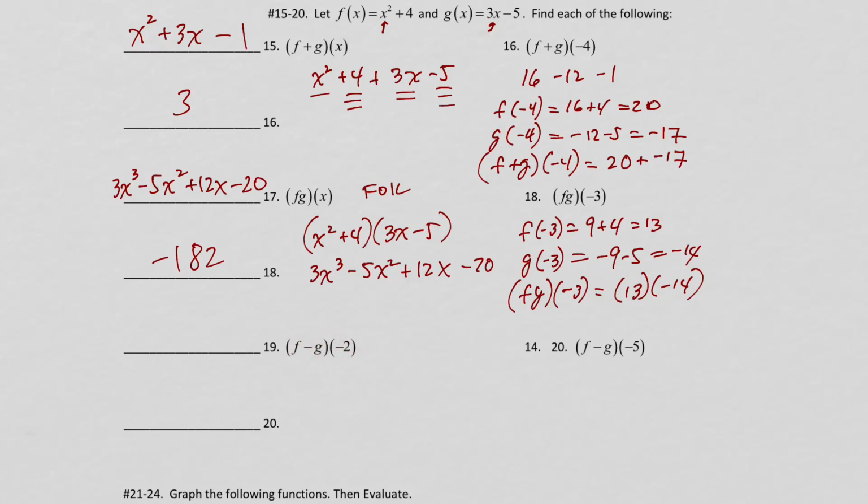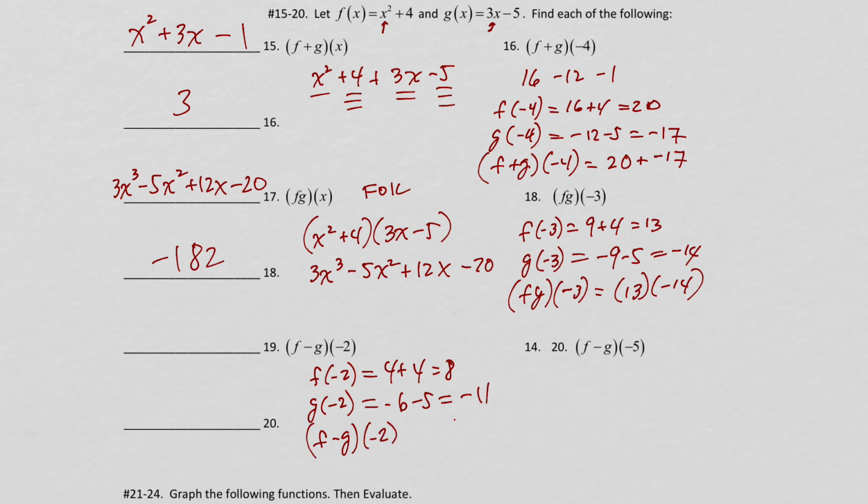F minus g of negative 2, I'm going to evaluate each of these functions at negative 2, and then I'm going to subtract the results. So f of negative 2 is equal to negative 2 squared is positive 4, and 4 plus 4 is 8. G of negative 2, plugging in a negative 2 here, negative 2 times 3 is negative 6, minus 5 is negative 11. So f minus g of negative 2 is the f function at negative 2 minus the g function at negative 2. This turns into a plus, so we have 8 plus 11, which is 19.